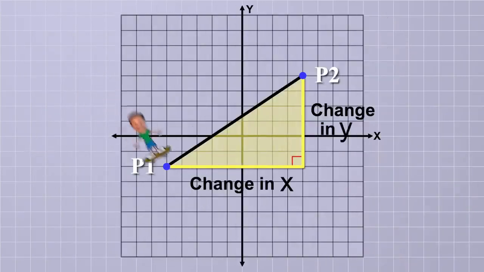Imagine starting at point 1 and then slowly moving along our line segment towards point 2. As you do that, the x and y coordinates that you're located at are changing, right? Your x coordinate is changing because you're traveling to the right, and your y coordinate is changing because you're traveling up. And when you finally get to point 2, the total change in your x coordinate would be the length of the horizontal side of the triangle, and the total change in your y coordinate would be the length of the vertical side of the triangle.